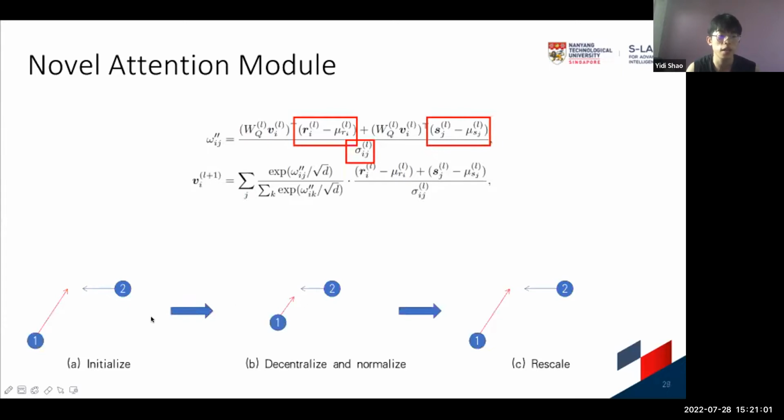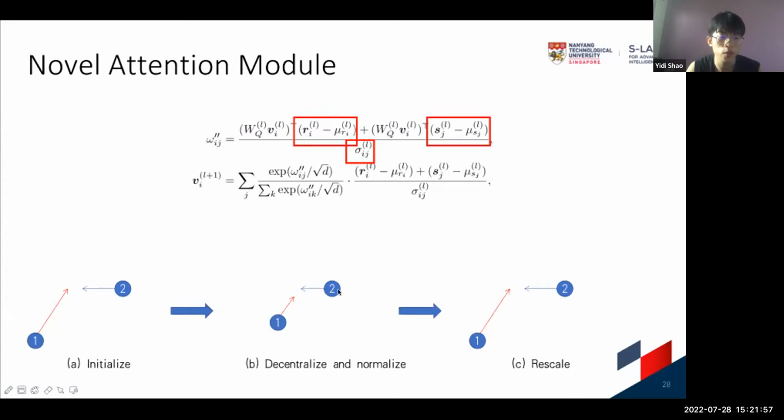For a simple example in figure A here, two blue balls are going to collide with each other, and let's have a look at how we compute the changes on ball two. Let's assume the length of the arrow means the velocities of the blue balls. In the first formulation, we move both the sender tokens and receiver tokens to a standard space, where they are decentralized and normalized. Which means, as shown in figure B, we first decentralize and normalize the length of the arrow for ball one to the unit length. Each arrow here is the unit length.